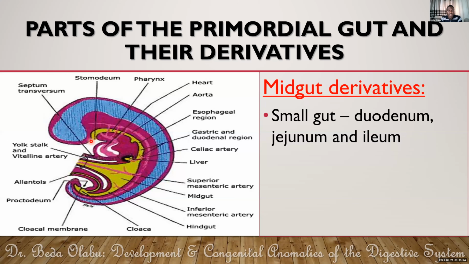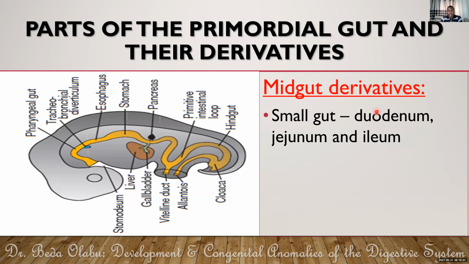Which means what? In terms of derivatives, the midgut gives you both the small intestine and the large intestine. The segments of the small intestine that come from the midgut are the distal part of the duodenum, which means from that small distal part of D2, then the whole D3 and D4. Then the whole of the jejunum and the whole of the ileum, they all come from midgut. And it doesn't end there. Midgut also gives you the large gut.